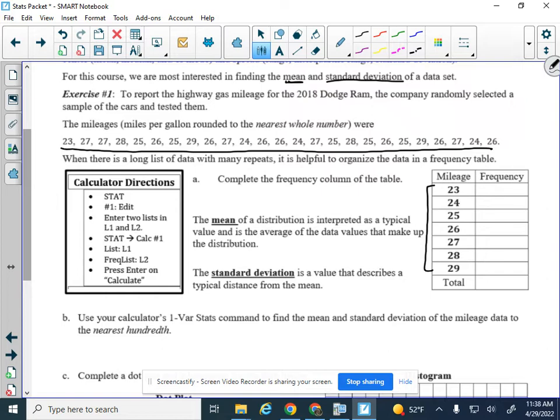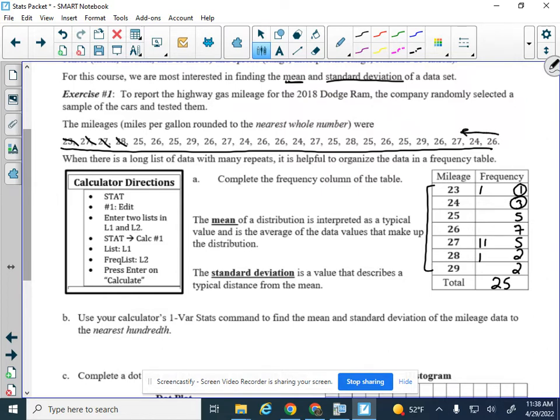Now I'm going to start the process, but then I will ultimately just write what's there so we don't have to make the video too long. So I have a 23, I have two 27s and a 28. And if I continued this process, I would end up with 1 23, 3 24s, 5 25s, 7 26s, 5 27s, 2 28s, and 2 29s for a total of 25. When you get your total, it's always a good idea to go back and count the values to make sure you didn't miss anything.